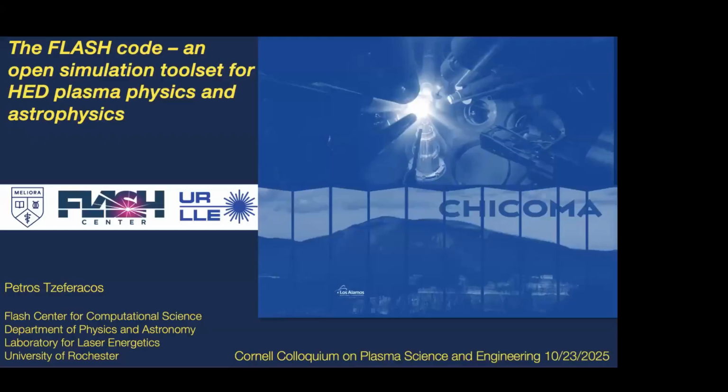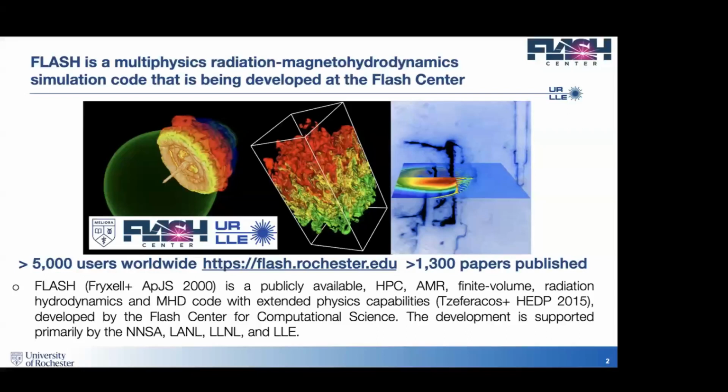Flash code. Flash is sort of like the tool and linchpin of what the Flash Center is doing. It is a multi-physics simulation code. It does essentially radiation hydrodynamics and magnetohydrodynamics with extended physics. And it has been around for now more than 25 years.